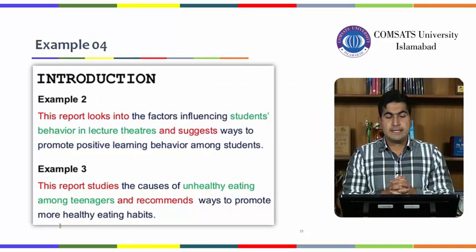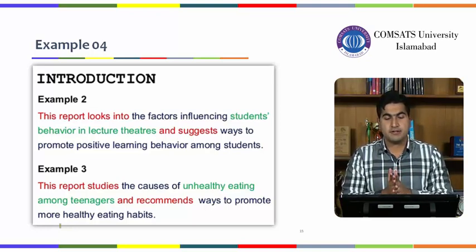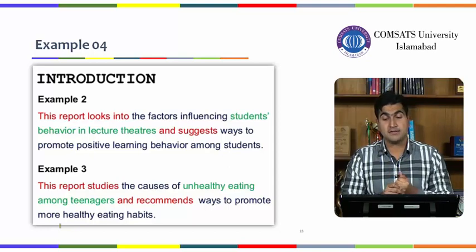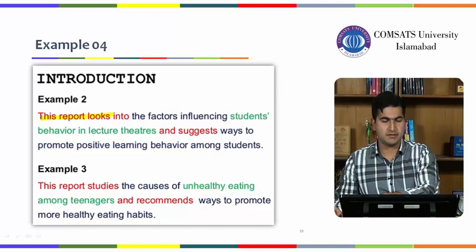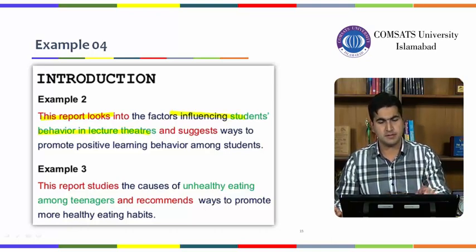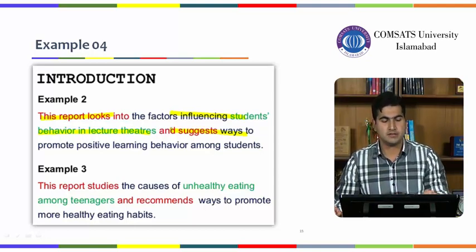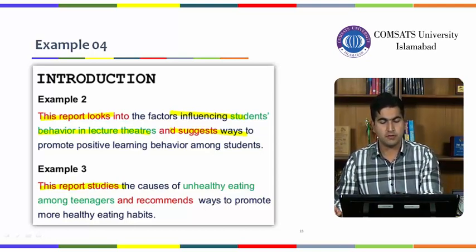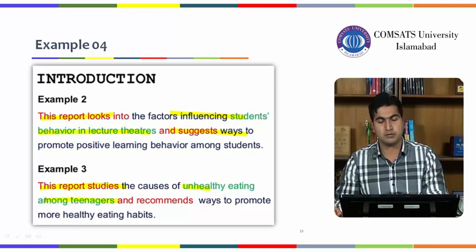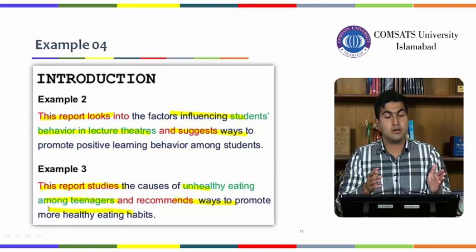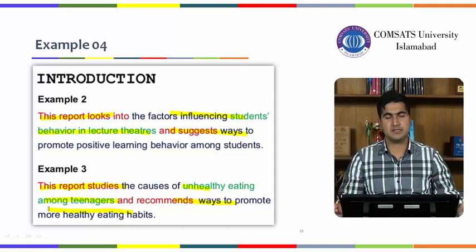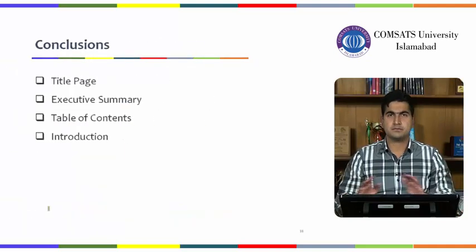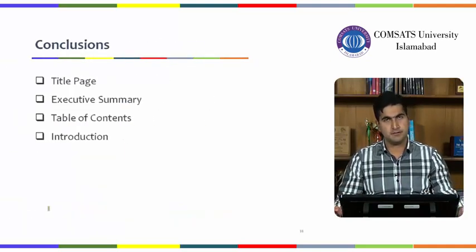Another good example to understand things, this report looks into the factors influencing students' behavior in lecture theatres and suggests ways to. So, purpose, factors influencing student behavior in lecture theatres, the basic problem, recommendation. That's how you do it. This report studies purpose, causes of unhealthy eating among teenagers, the basic problem, and then recommendation. So, in such a short way you can write it as well, and it can go a little long as well depending on your needs, but that is how you basically do it, and you are not going to face any trouble. With that, we come to the conclusion with some cues.